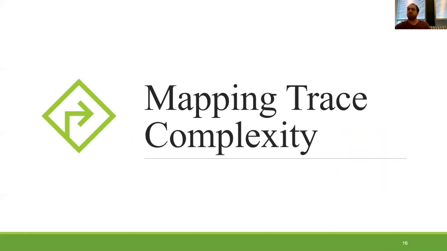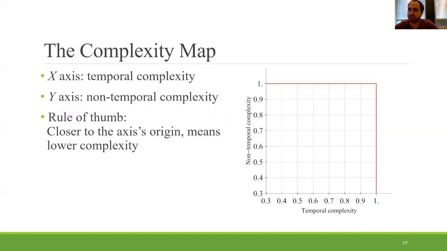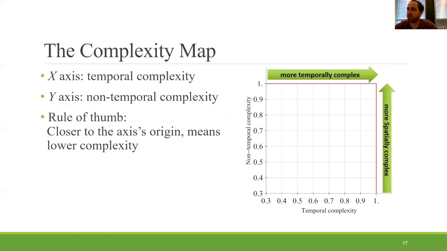So how do we map trace complexity once we now have a way of calculating it? We use the complexity map. The complexity map is essentially a 2D plane from 0 to 1 in each axis. The x-axis represents the temporal complexity, and the y-axis represents non-temporal complexity. And as a general rule of thumb, the closer we are to the axis origin, the less complex we are.